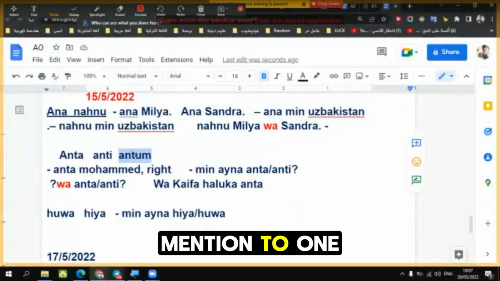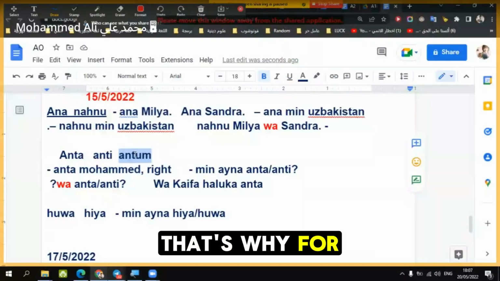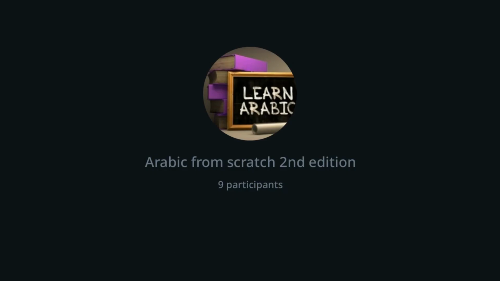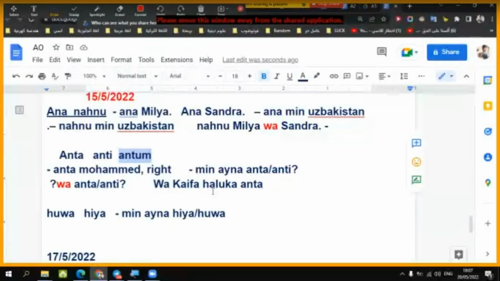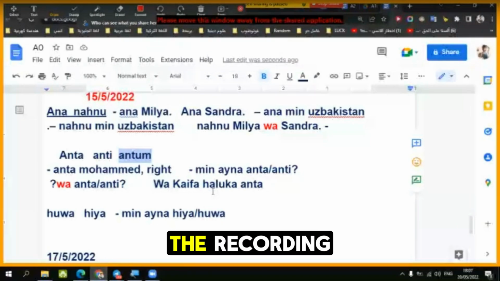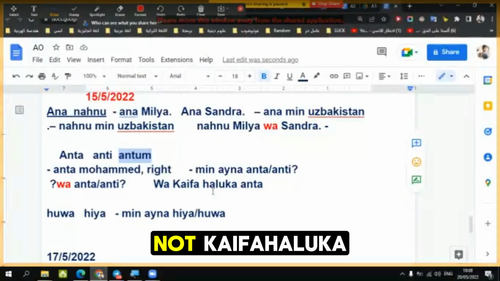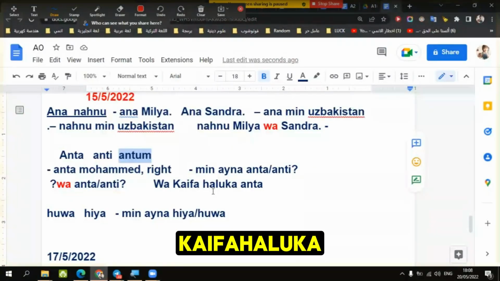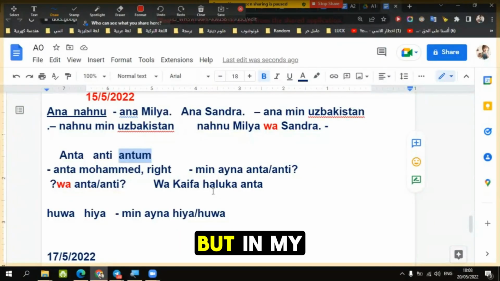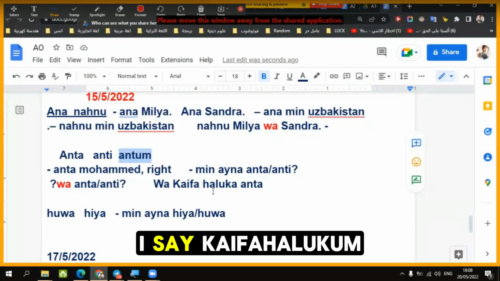You need to address one person: أنت محمد. من أين أنت؟ That's why, for example, when I start the class, I do not say to you كيف حالك. When I say it to everybody, if you check the recording, I always say كيف حالكم جميعا, not كيف حالك. But when all of you speak to each other, you always say كيف حالك. In my case, I use a plural pronoun, which we didn't study yet. I say كيف حالكم أنتم.